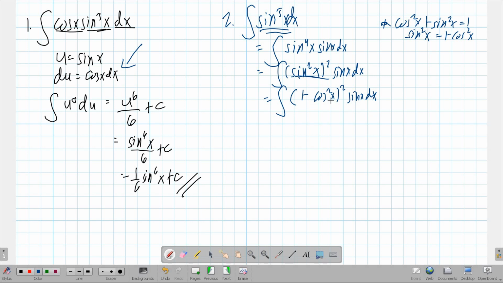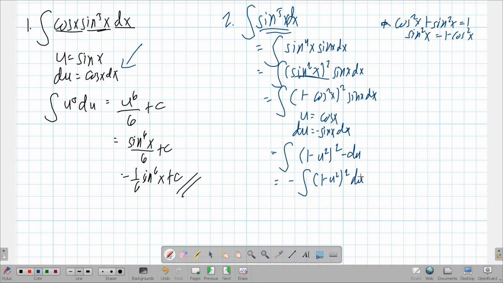Now we can use u sub because cosine and sine are present with each other. If we let u be equal to cosine x at this point, du will be equal to negative sine x dx. So I'm going to have the integral of 1 minus u squared, squared, negative du. That gives me negative integral of 1 minus u squared, squared, du. For us to be able to integrate this better, we can expand this.